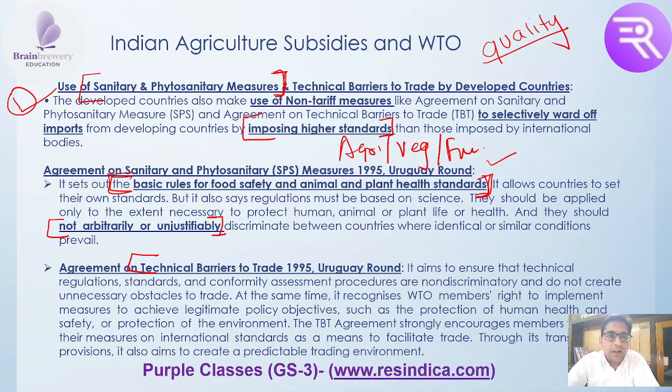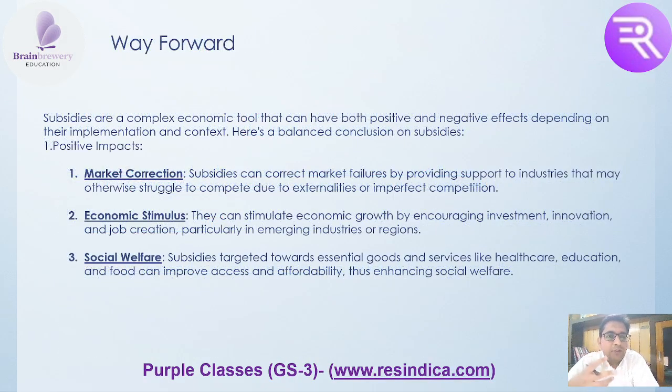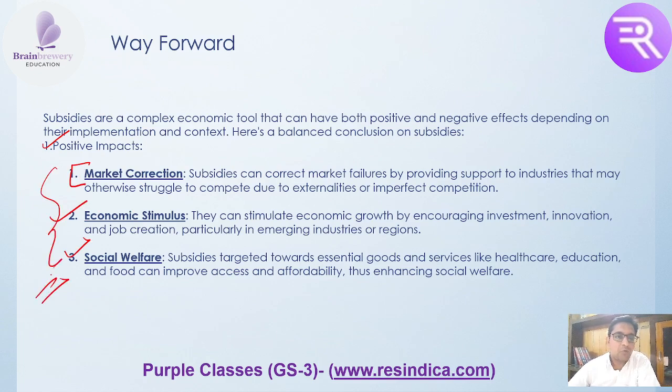Okay, so this is all about agriculture subsidies and the WTO market. Now we are moving towards what exactly we can do. So what is the positive impact of the subsidy? Obviously it corrects the market, it stimulates economic growth, and it also helps in social welfare, which points we have already discussed in detail in the class. So I am just giving a summary point here for you.